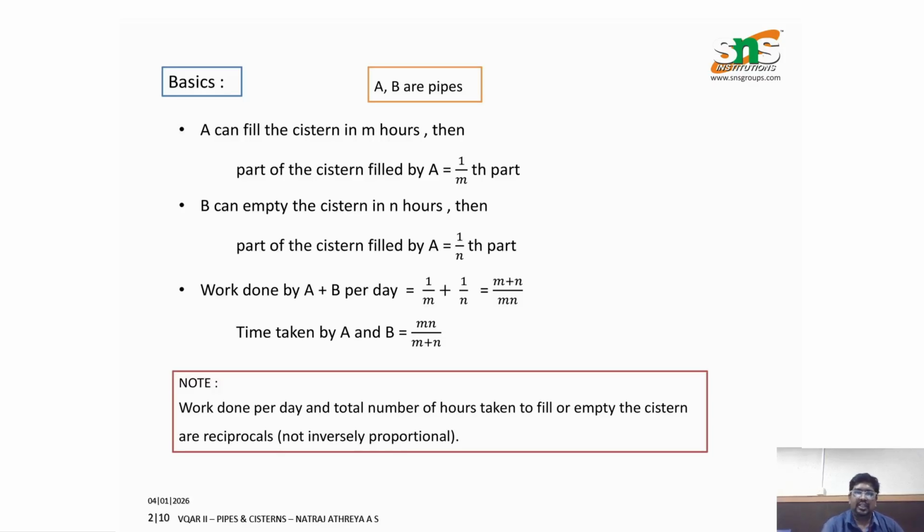We take the common denominator as mn, cross multiply, and we get m plus n. So the formula becomes: time taken when they both are open to fill the tank will be mn by m plus n. We should know that the work done per hour and the total number of hours taken to empty or fill the cistern are reciprocals. Okay, so we'll move on.